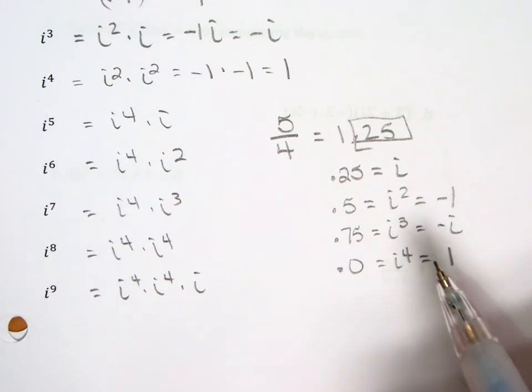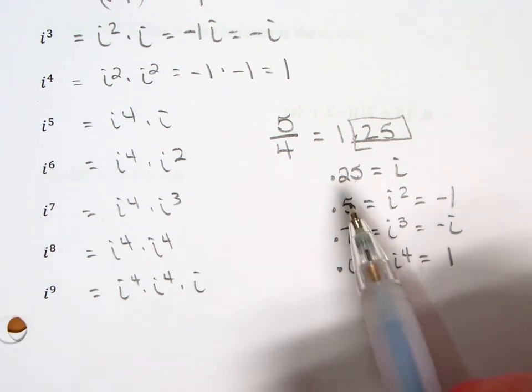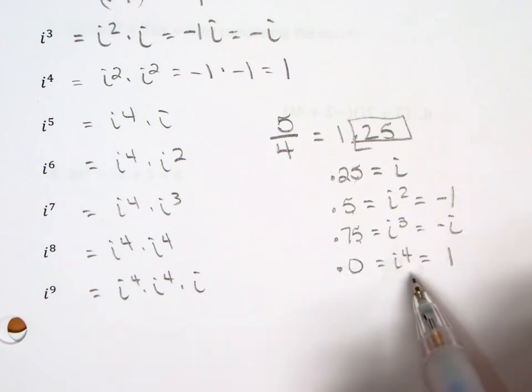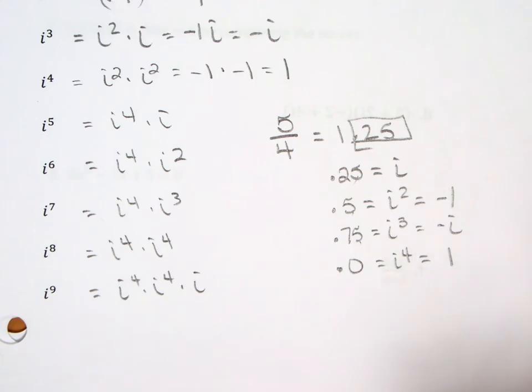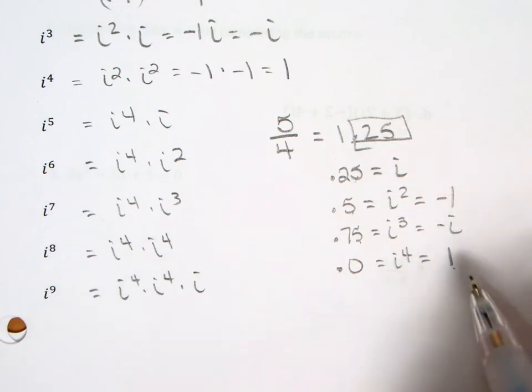I do it quickly that way instead of converting over, because 0.25 is 1/4, 0.5 is 2/4, which is i squared, and this is 3/4, which is i cubed. 0 is 4 divided by 4, a perfect even division, which equals 1. So once I memorize this, that's what I do to simplify. On the next page, we're going to just simplify.